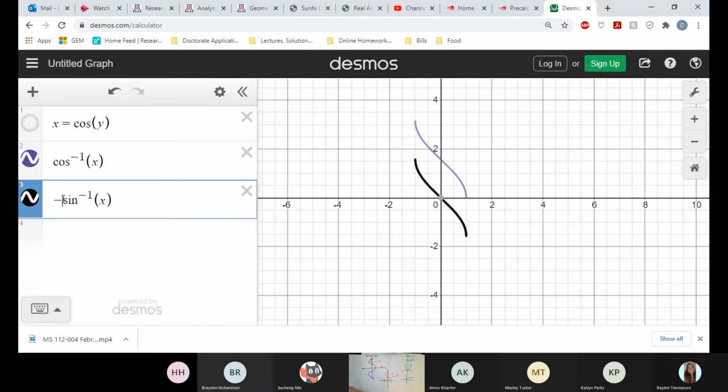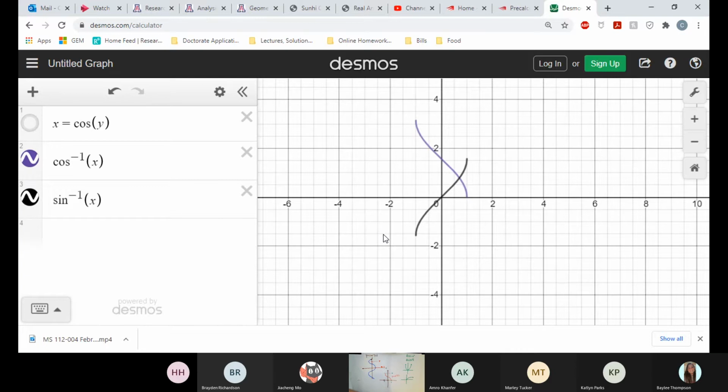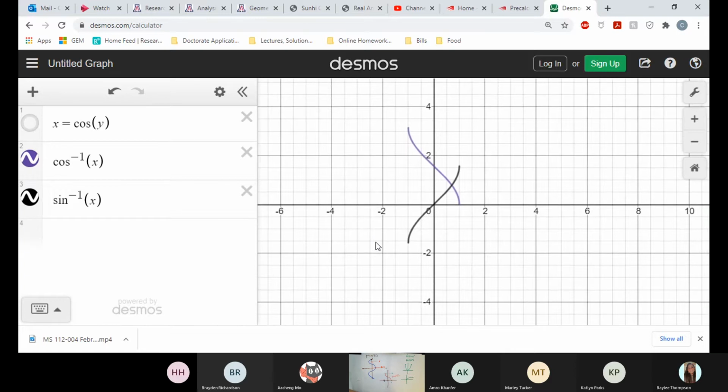We're not going to be messing with transformations of the inverse trig graphs, though. I just want you to understand what their graphs look like and why they look like this. Their ranges are extremely restricted in order for them to be functions, hence why they look like just little tiny squiggles, right?